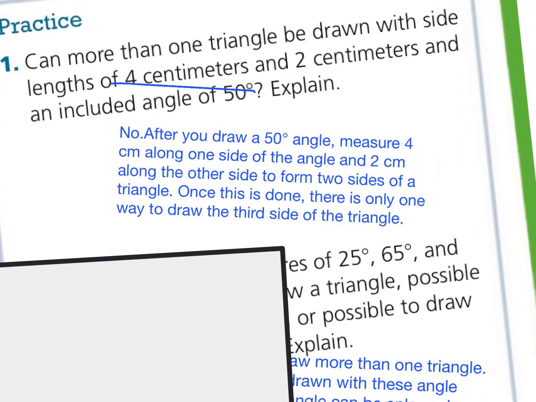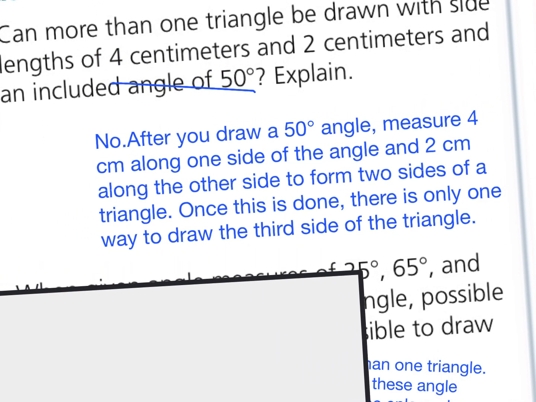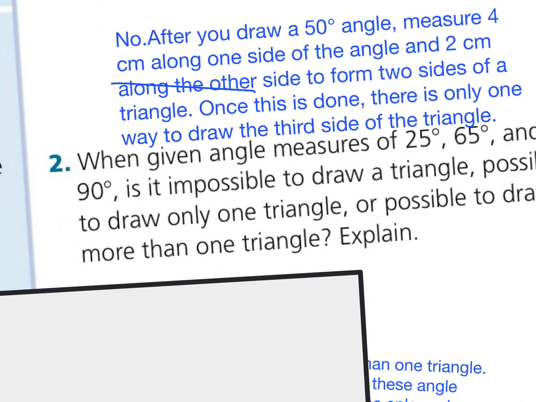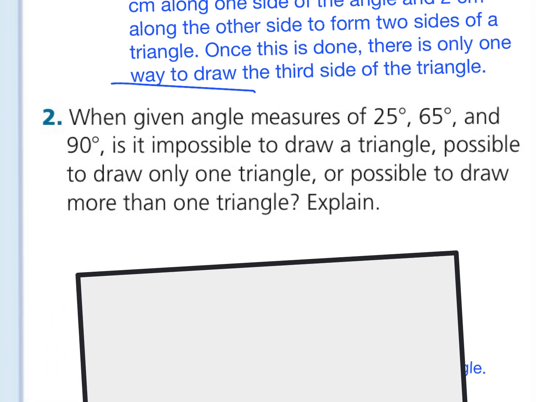After we draw that angle, then there's only one way to draw the third side of the triangle. And then if we look at number 2, if we have a triangle with angle measures 25 degrees, 65 degrees, and 90 degrees, is it impossible to draw a triangle, possible to draw only one triangle, or possible to draw more than one triangle?